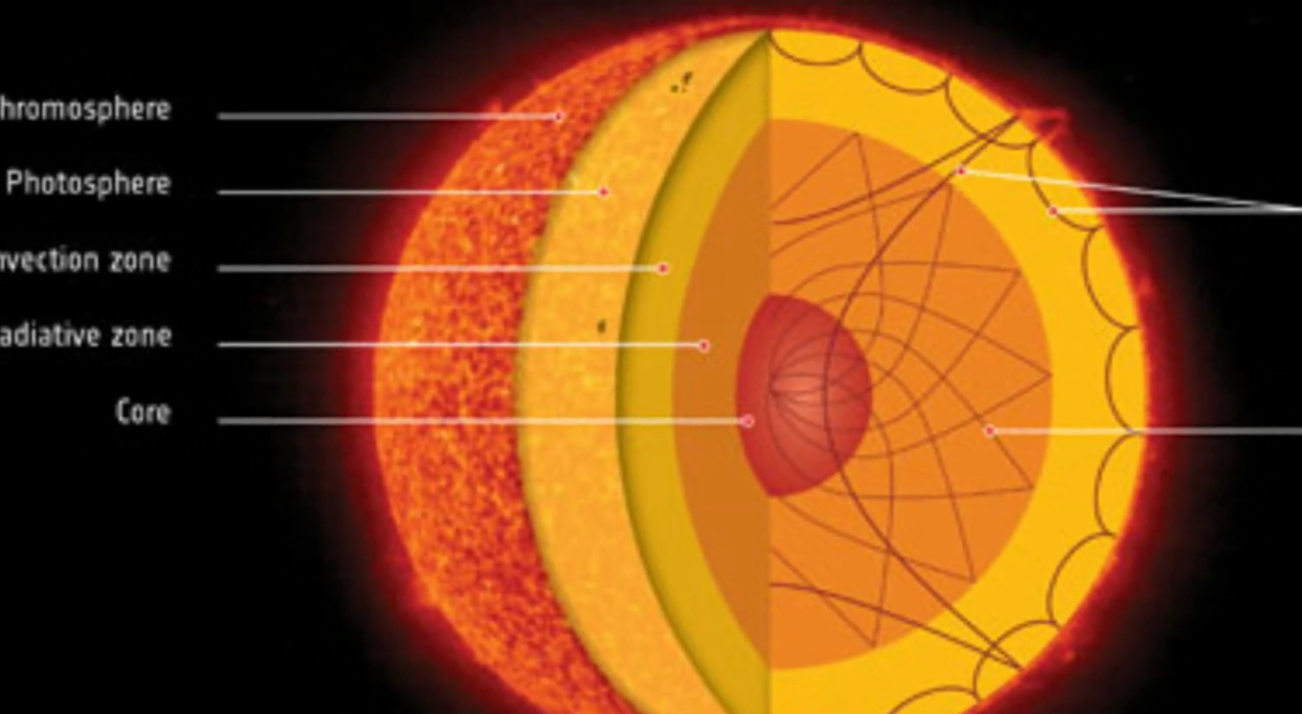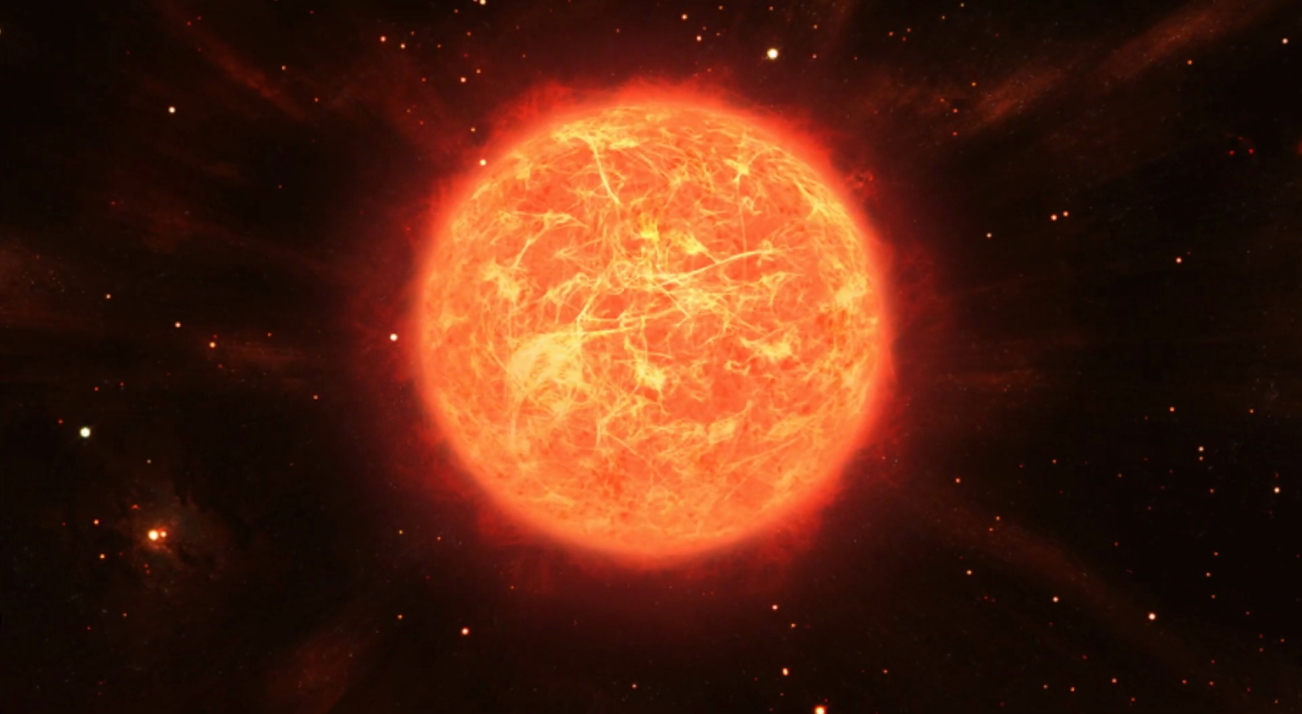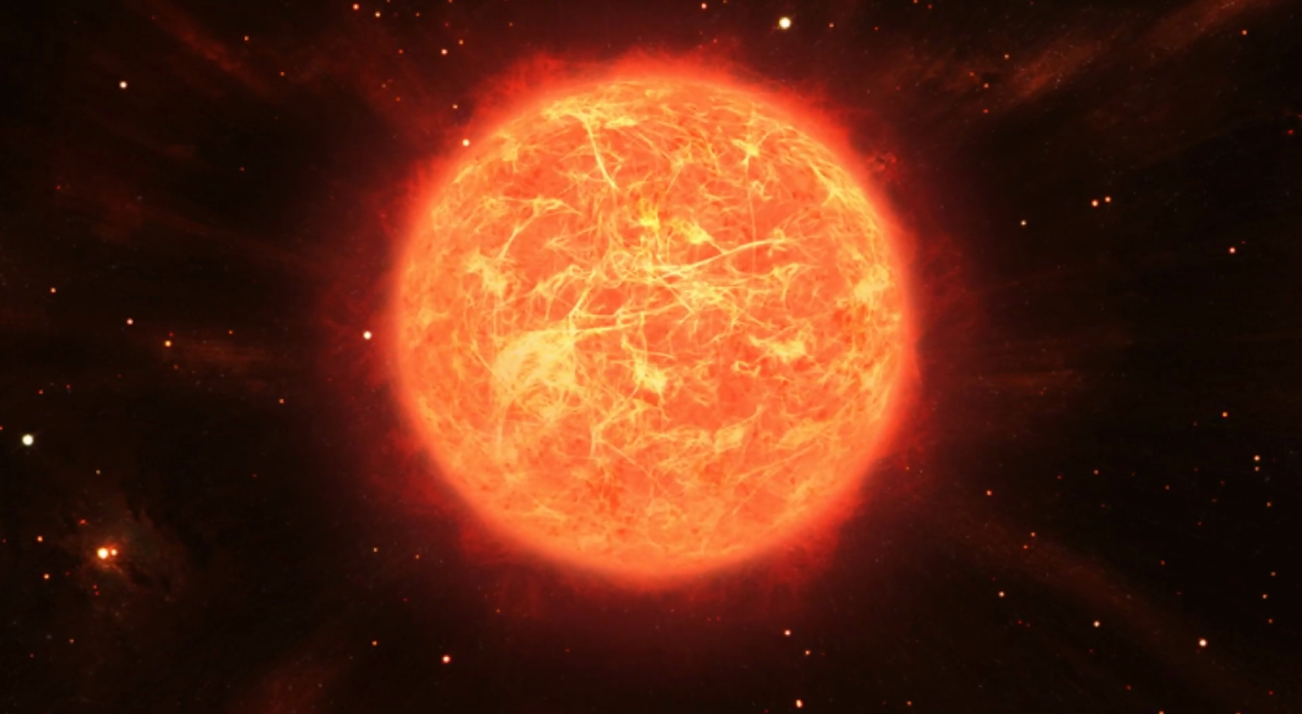As a star ages, it runs out of fuel in its core. This causes the core to collapse and the star to expand. The star becomes a red giant.